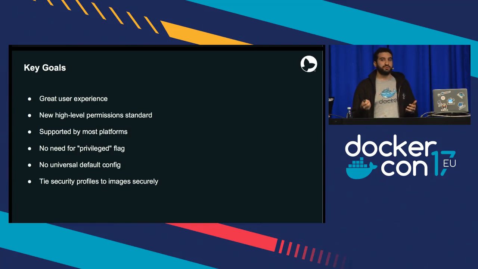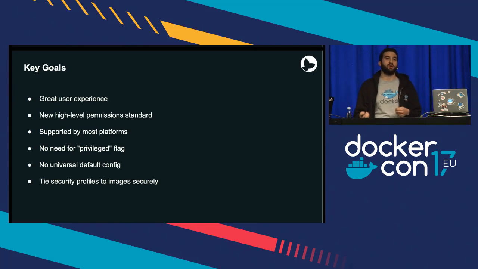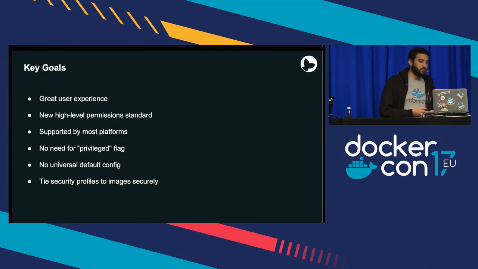The goal is also to give users the opportunity to only have to think about roles, and the platforms behind the scenes actually do the work of the translation into their own representation of the environment configuration. We definitely want to ditch the privileged flag because enough is enough, and we also want to introduce a better level of least privilege security. And tie security profiles to images securely for both the users and the publishers to have a better way to exchange information, to send and receive on the other side.